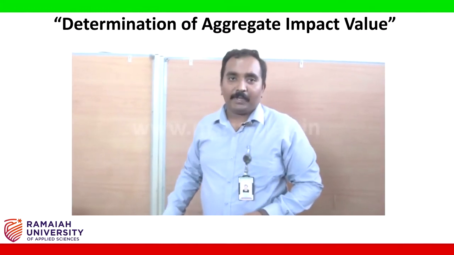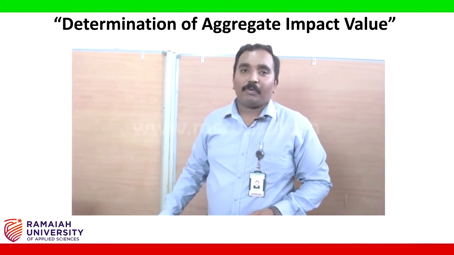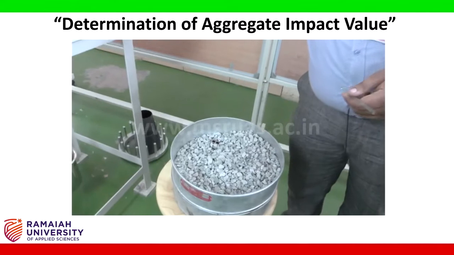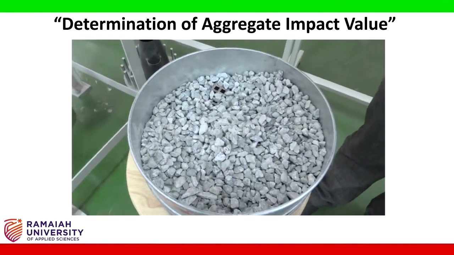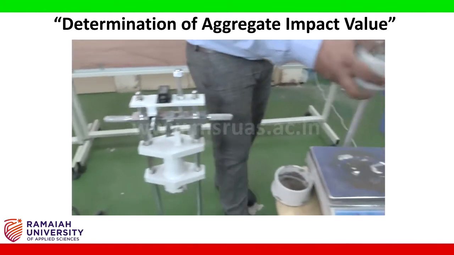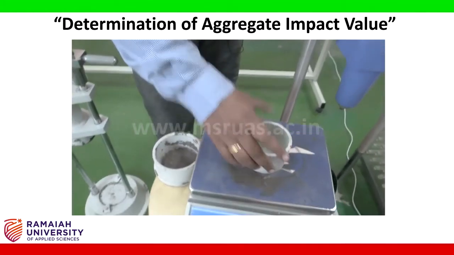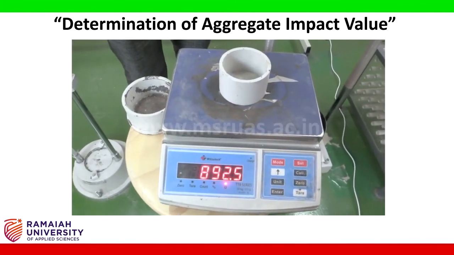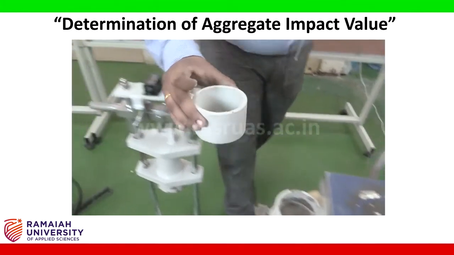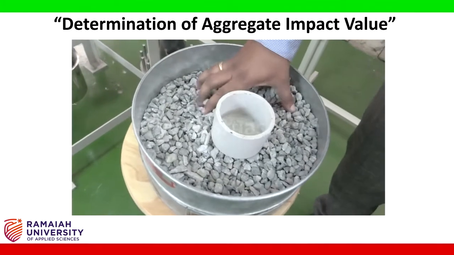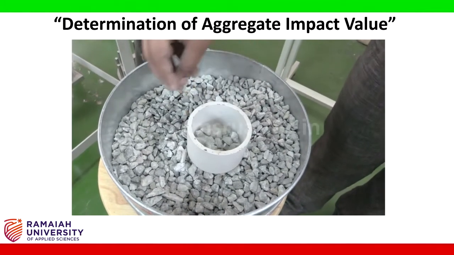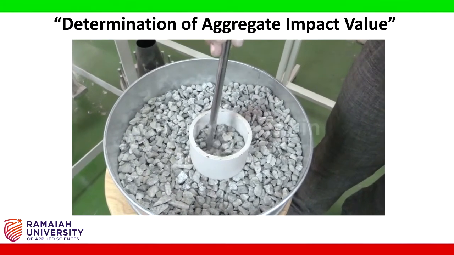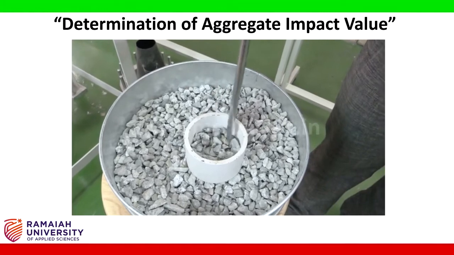Second step is sample preparation. We take the aggregates passing through 12.5 mm and retained on 10 mm IS sieve. I have already taken some sample which is passing 12.5 and retained on 10 mm sieve. Next, we are going to take the empty weight of the measuring cylinder. Let it be W1 grams. Next, I am going to fill this measuring cylinder with 3 equal layers of aggregates. Each layer will be given 25 tampings.